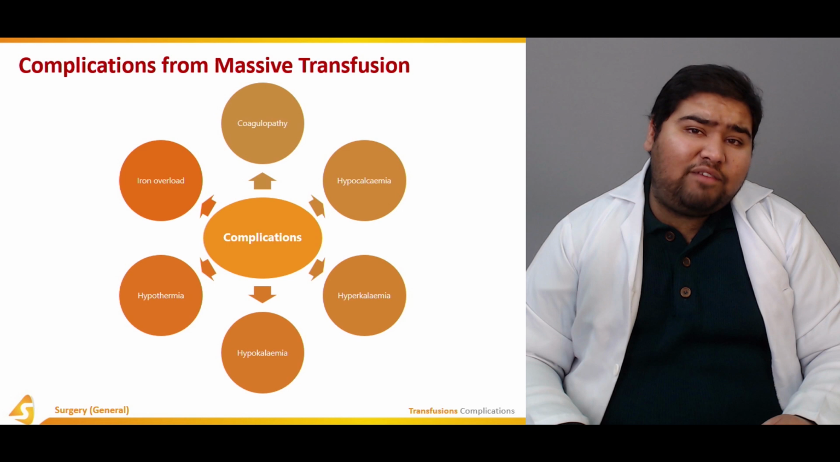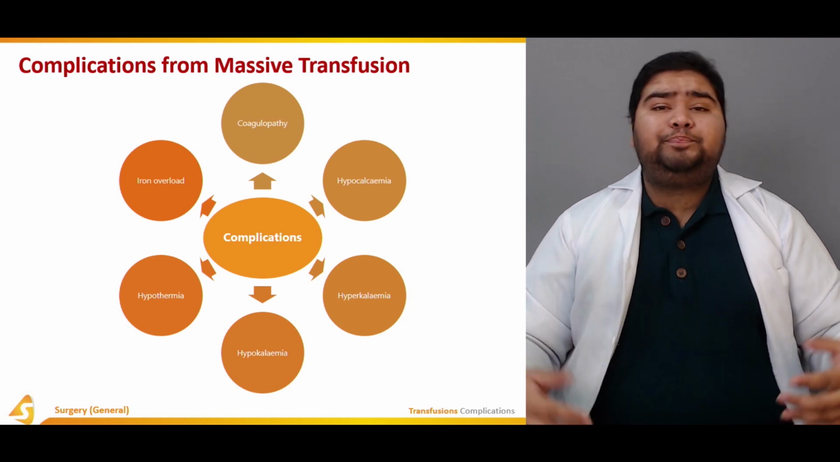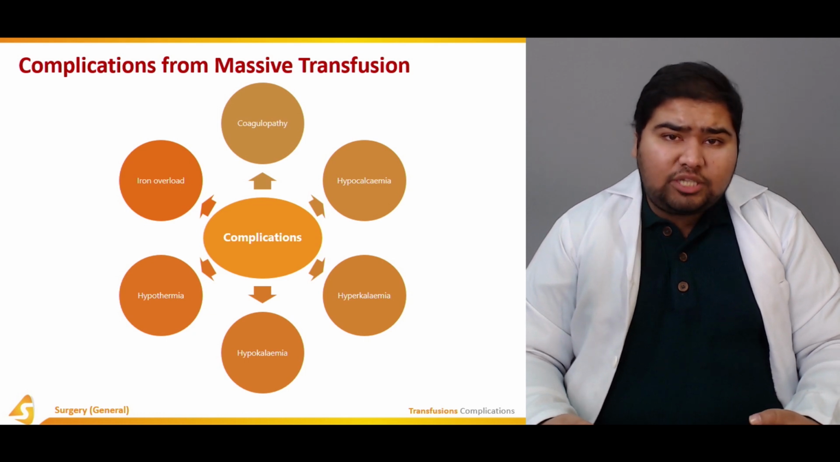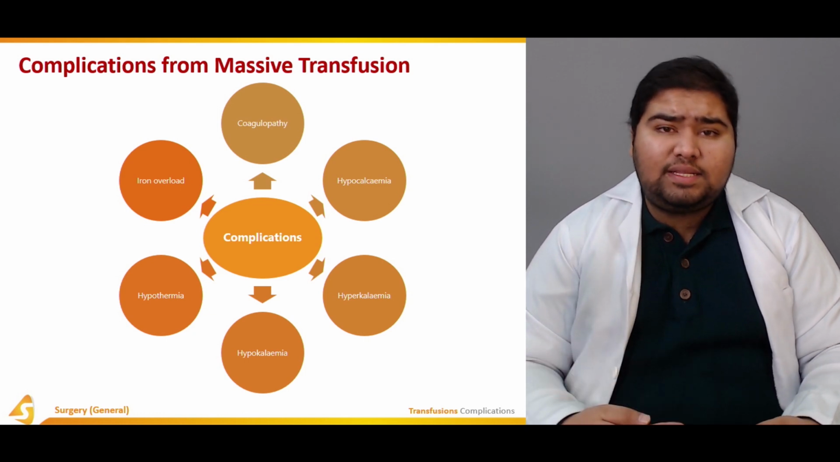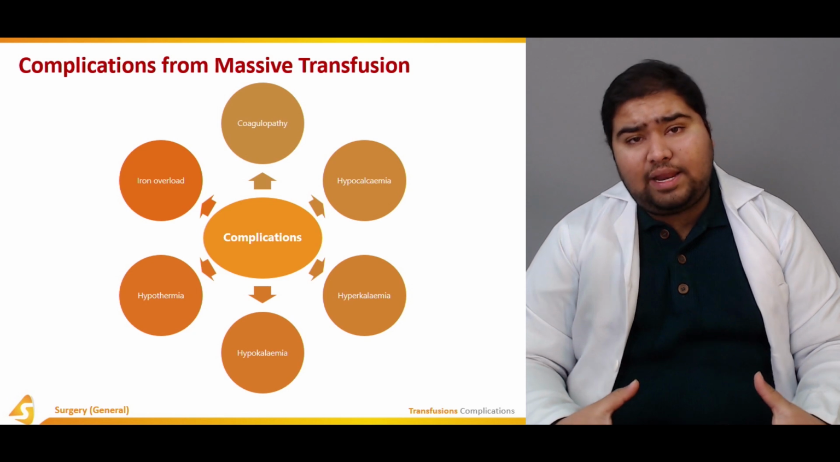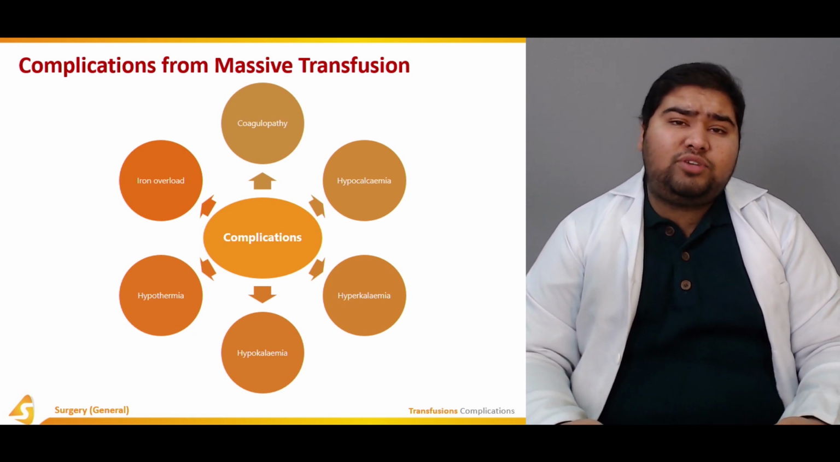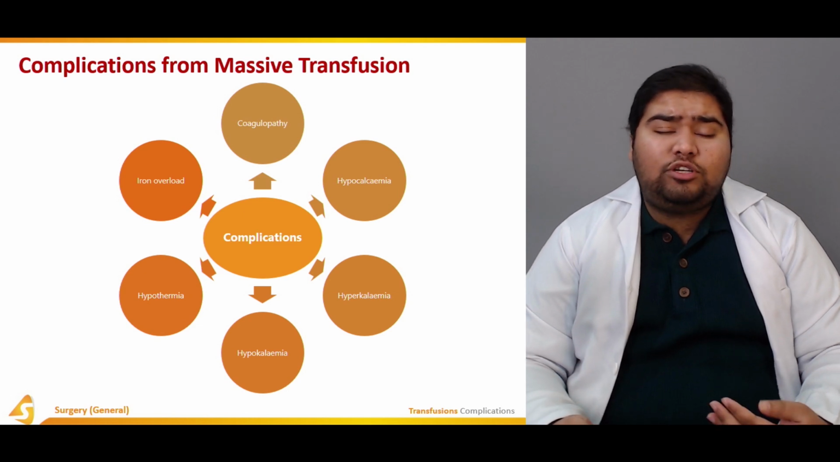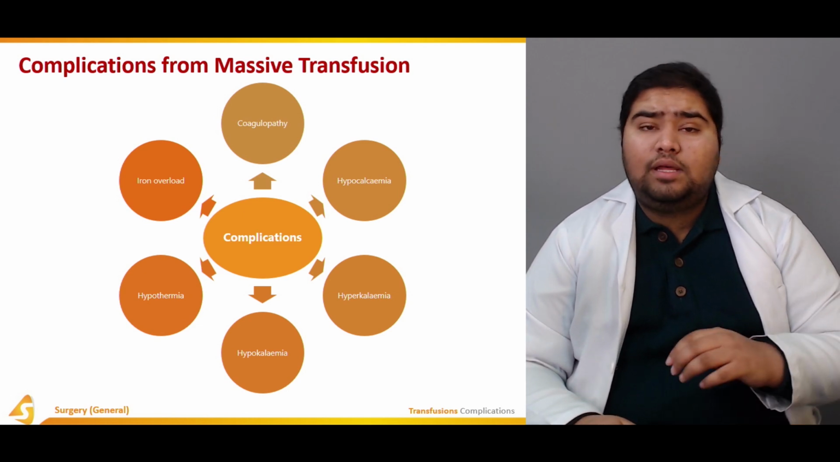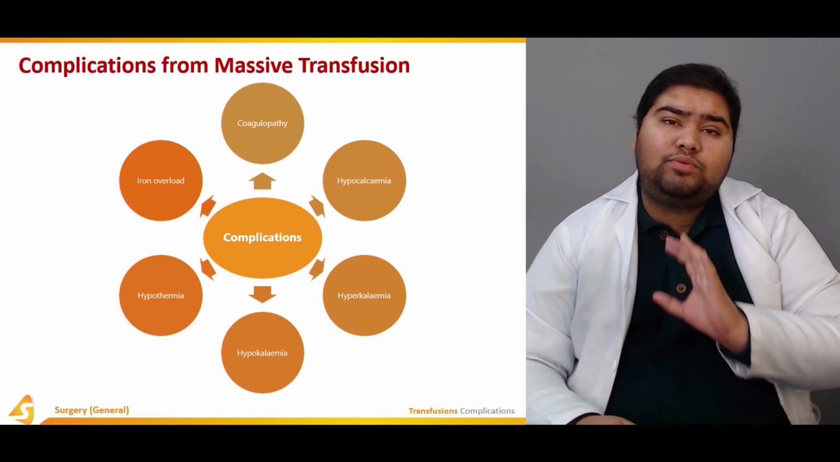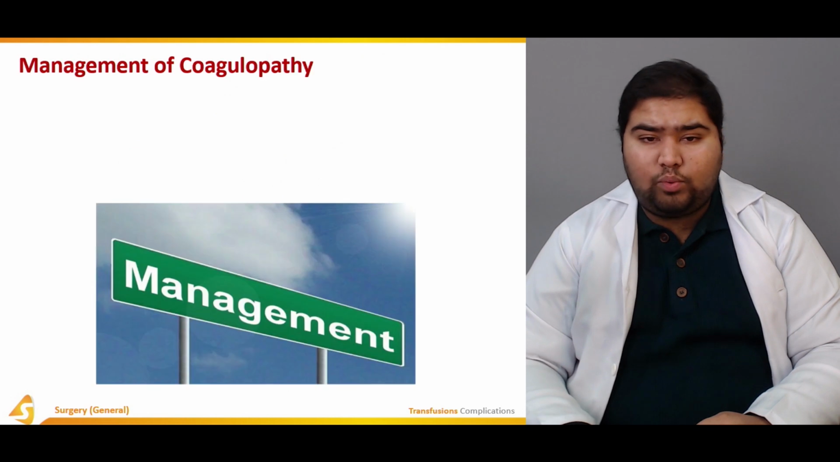And finally, we can have iron overload. Iron overload is commonly seen in thalassaemic patients. This is because of extensive amounts of iron that is given along with the blood. The iron overload can be treated, or at least somewhat treated, by chelating agents. So that is something that occurs with massive transfusion as well.